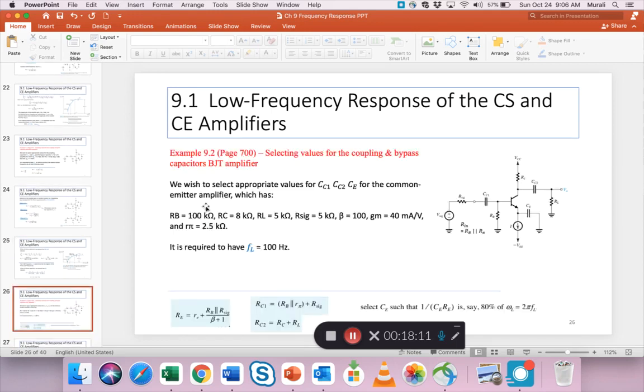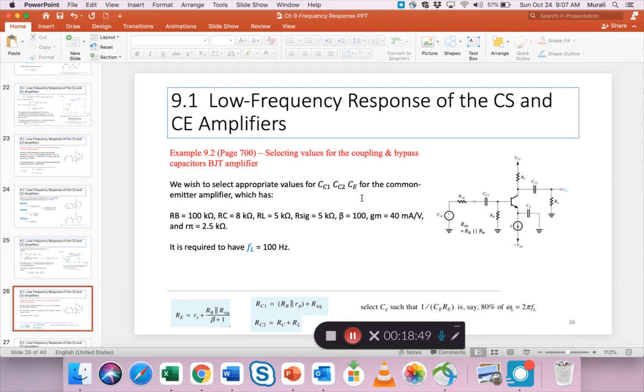So the method of solving the problem is the same thing, but somehow when it comes to BJTs, the idea of first working on the resistances to go with each of the C's is an important exercise. Again, here also the low cutoff frequency, the minus 3 dB frequency, is still 100 Hertz, same as what we saw previously. And find also CC1, CC2, CE.